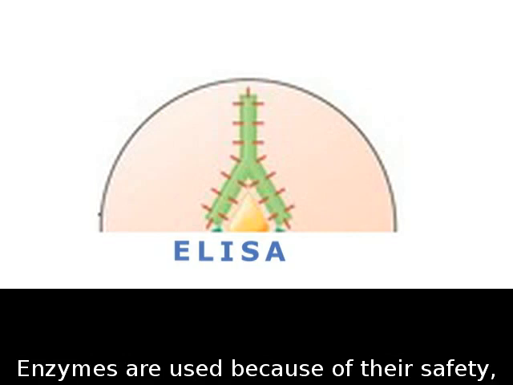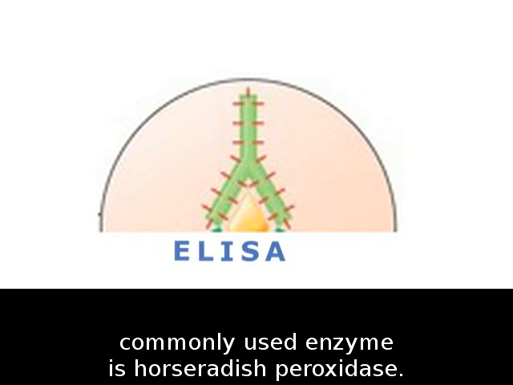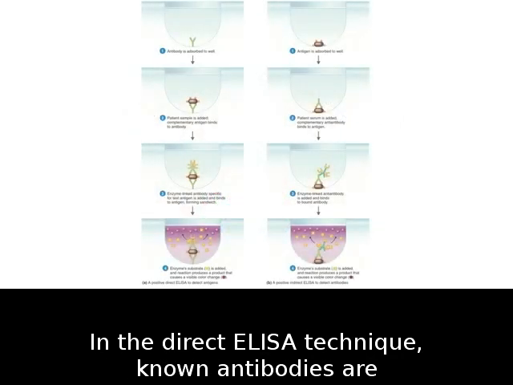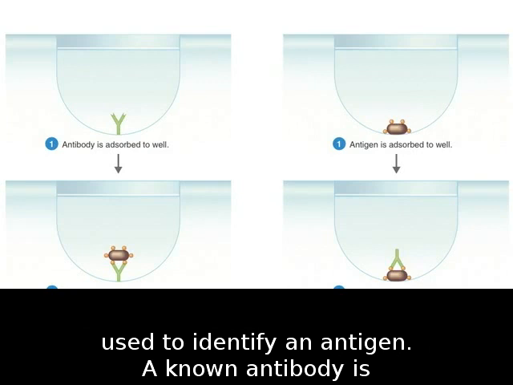Enzymes are used because of their safety, ease of detection, and relatively low cost. The most commonly used enzyme is horseradish peroxidase. In the direct ELISA technique, known antibodies are used to identify an antigen.